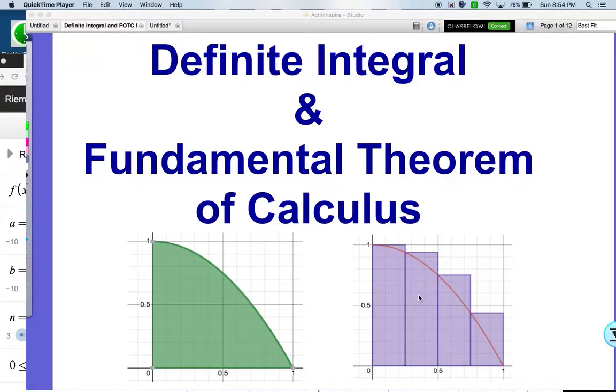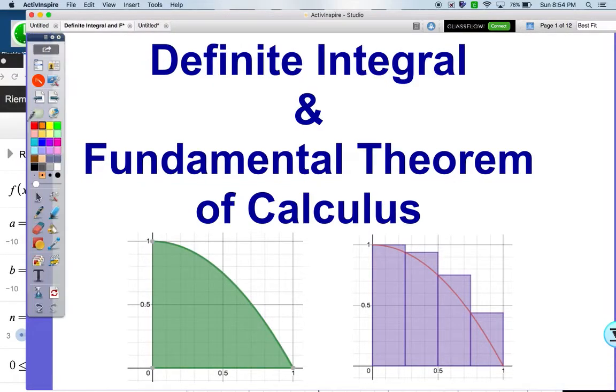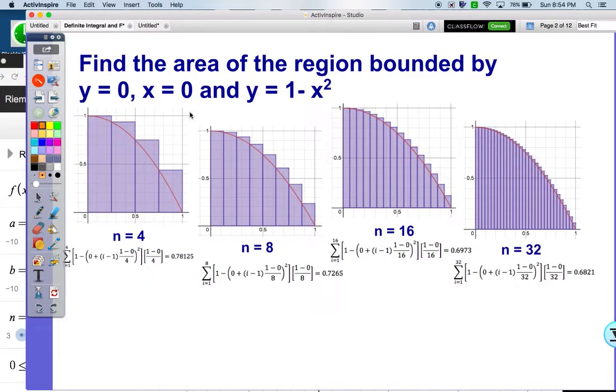Sometimes we still have to do that. There are some functions that we just can't use the shortcut on, as I'll show you today. So it's still important. But we're going to learn how that goes into the definite integral and the fundamental theorem of calculus. Here's an example of several different attempts using Riemann sums.